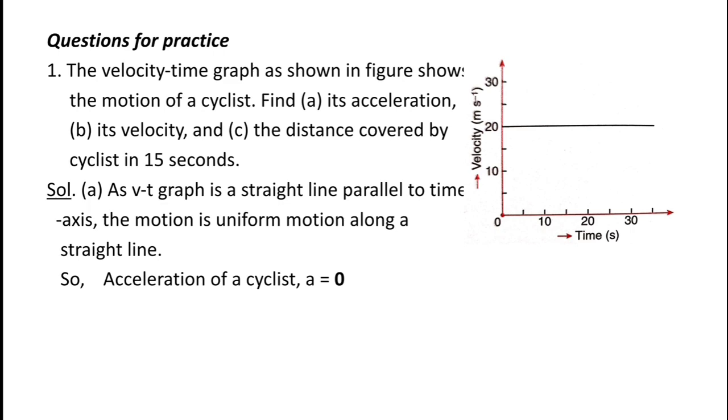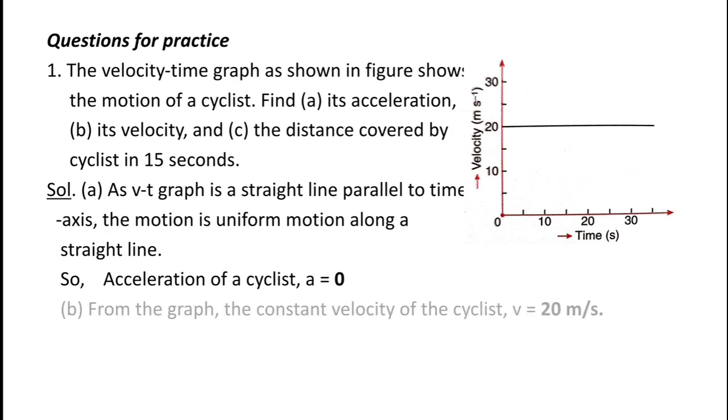Now let us move to the next part. We have to find the velocity of the cyclist. From this graph it is clear that at every instant of time the velocity is the same for the cyclist, that is 20 meter per second, because the cyclist is moving with a constant velocity of 20 meter per second. Hence we can write, from the graph the constant velocity of the cyclist v is equal to 20 meter per second.